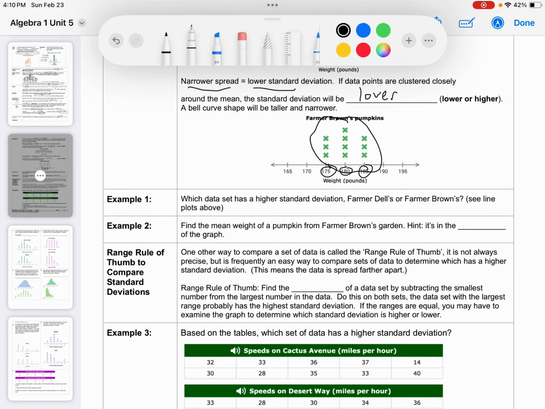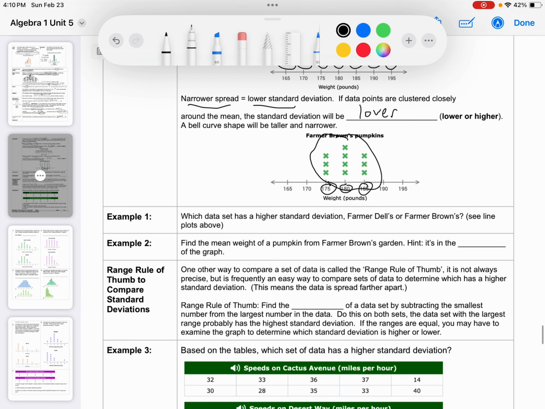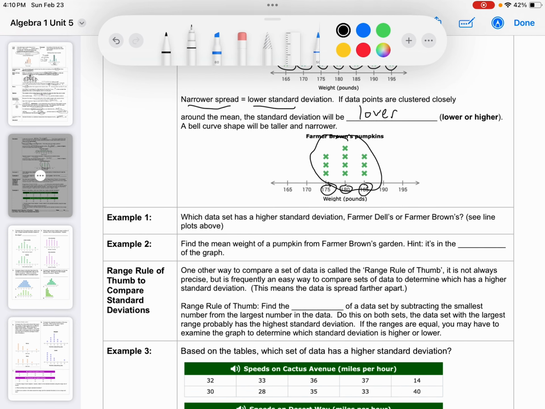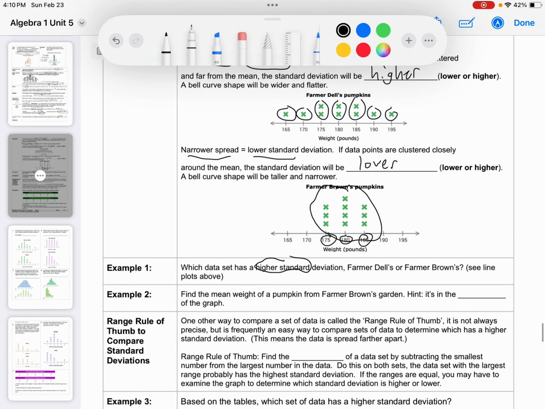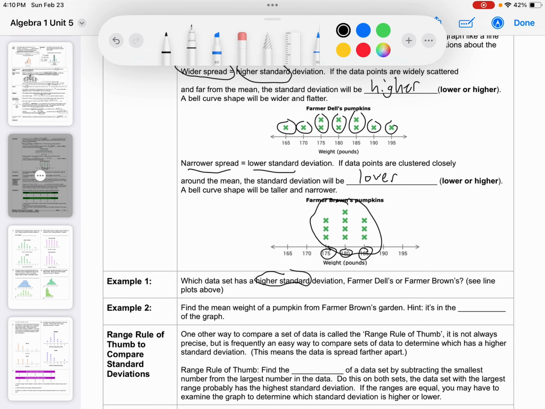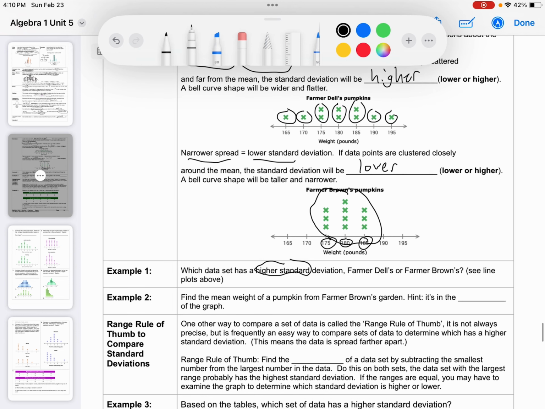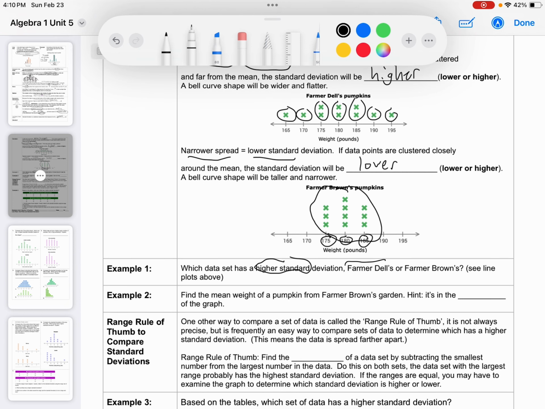So if we look at Farmer Dell and Farmer Brown's, they ask which one would have a higher standard deviation. The higher standard deviation would be Farmer Dell's because he has a wider spread. So we'd say Farmer Dell because he has a wider spread.